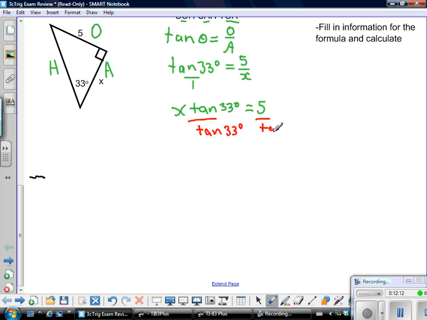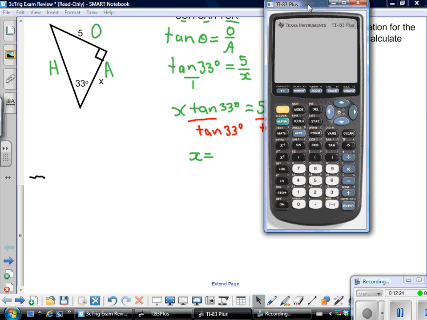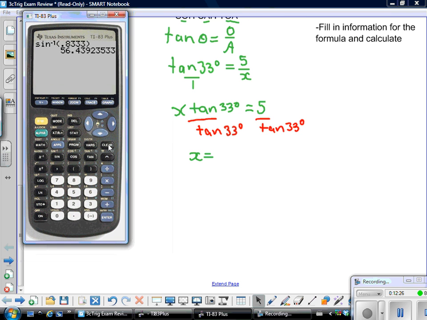And again, we're going to take our calculator and actually calculate what our x equals. So x equals, and up comes our calculator. We're going to do 5 divided by tan 33. Again, make sure you know the keystrokes on your calculator. So here it's approximately 7.699. If we round it to 1 decimal place, the 9 is going to force the 6 up to 7. So it's going to be 7.7 is my answer.